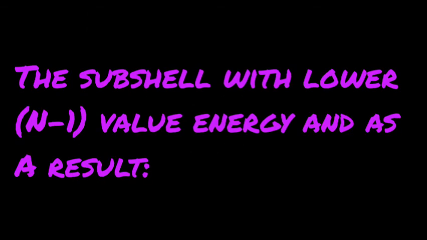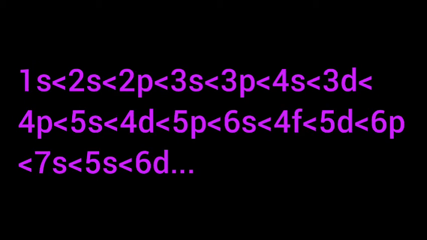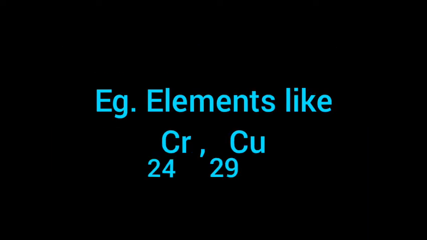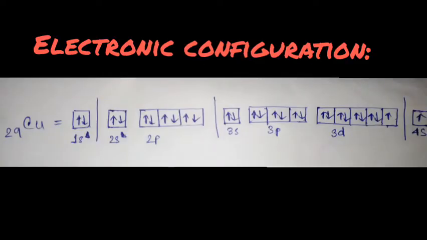It's stated in this principle that the subshells with lower value of n plus l will have lower energy and will be filled first. But exceptionally, we often get to see that an electron is added to the 5d orbital instead of 4f, which is seen in the case of some transition metals like copper and chromium. See over the screen for getting an idea, which violates this n plus l rule or Aufbau principle.